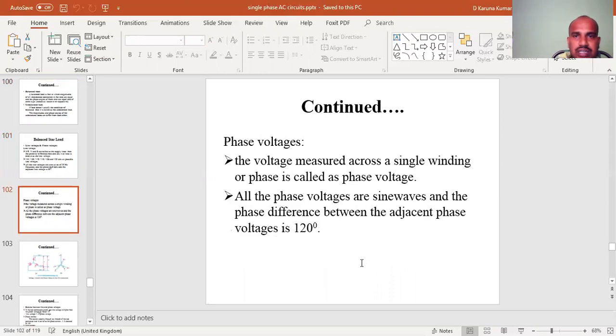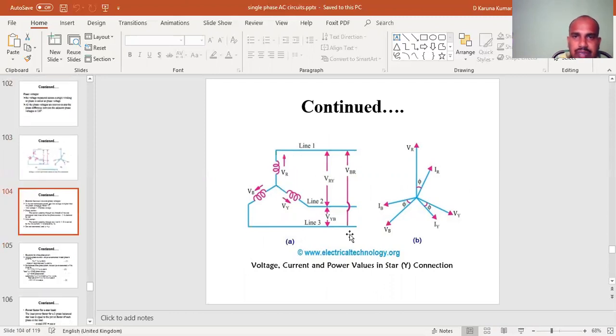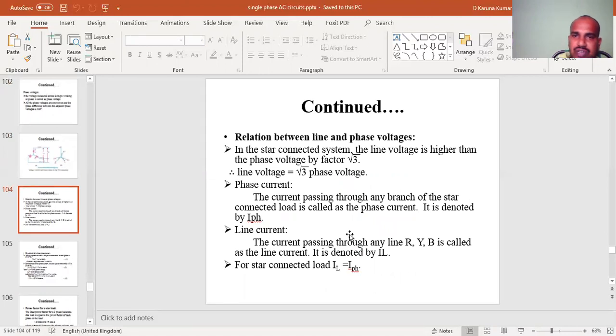And phase voltages. The voltage measured across a single winding or phase is called the phase voltage. All the phase voltage sine waves have a phase difference between the windings. For example, the phase voltages are VRN, VYN, VBN. That is called the phase voltage. Okay, now the relationship between the line and phase voltage.